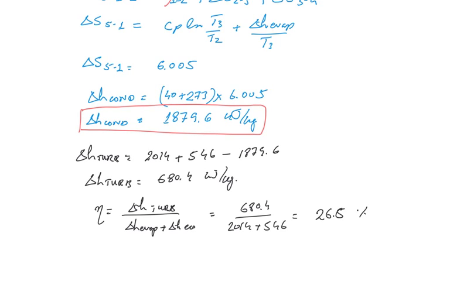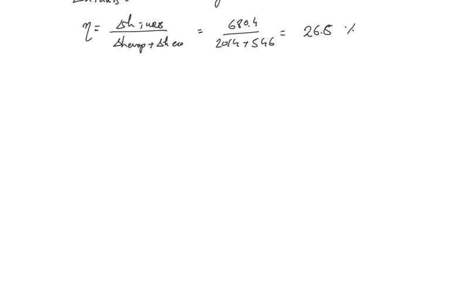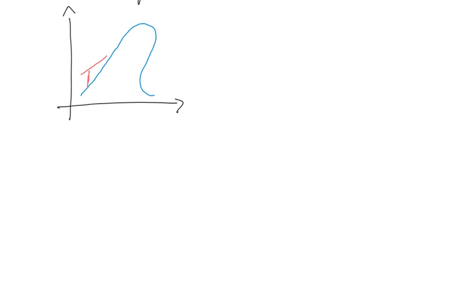Now we'll move to the organic cycle. Okay, so let's start with the TS diagram of the organic Rankine cycle. You know, for the organic fluids, as the complexity increases, the dome is shaped more like this. So the cycle which we'll draw will be like this.